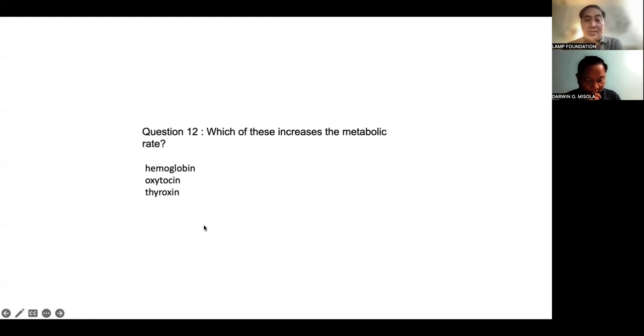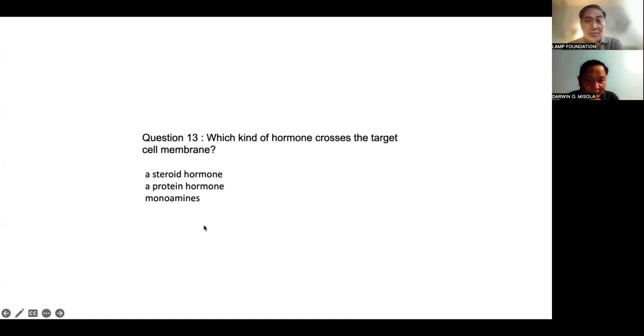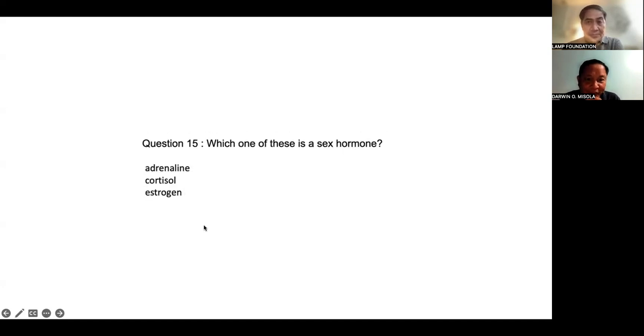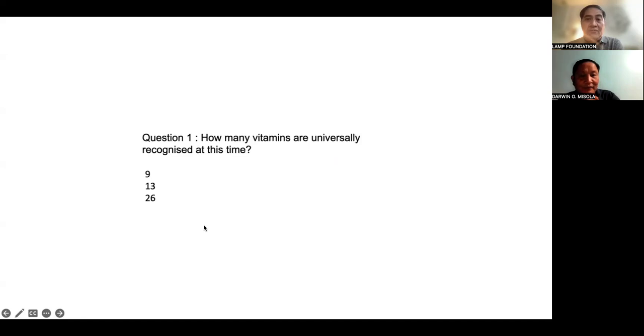Okay? Which of these increases the metabolic rate? Thyroxine. Which kind of hormone crosses the target cell membrane? Steroid hormone. What is the main function of parathyroid hormone? The regulation of calcium and phosphate levels. Which one of these is a sex hormone? Estrogen. How many vitamins are universally recognized at this time? 13. How many of the recognized vitamins are soluble in water? 9. The 4 vitamins that are fat soluble are vitamins A, D, E, and K.